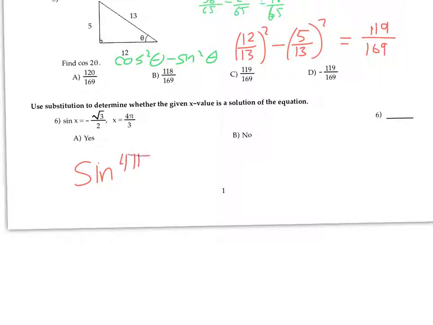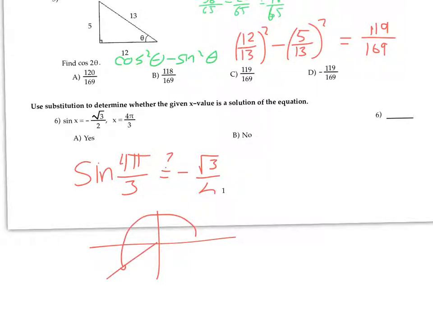This is asking us to determine whether or not something is a solution, aka can you plug a value in and find a unit circle value for that. In this case, 4 pi over 3 is in quadrant 3. It's going to be a 60-degree family, so we're looking at a root 3 over 2. And because sine is negative in quadrant 3, because all of our y values are, we have a yes as our answer. Woof! What a problem.